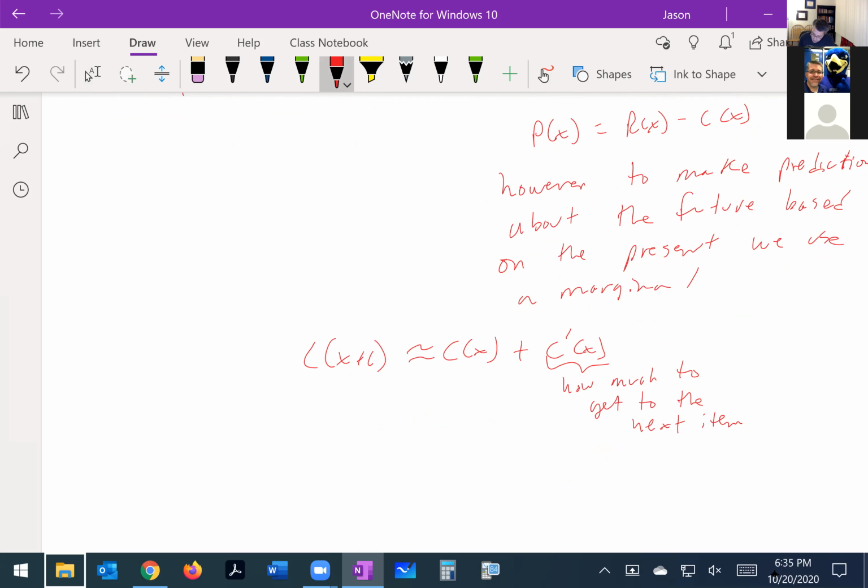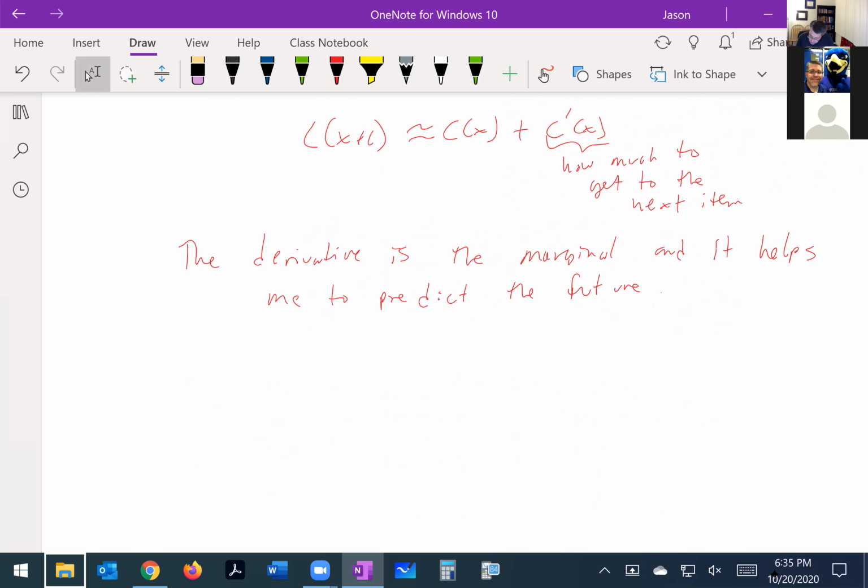So that's the marginal. The derivative is the marginal. Remember that. The derivative is the marginal, and it helps me to predict the future.